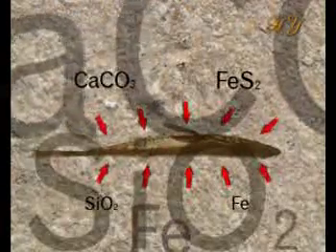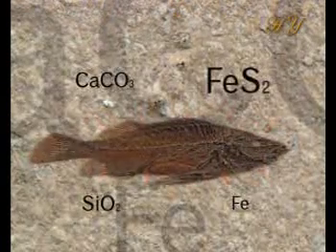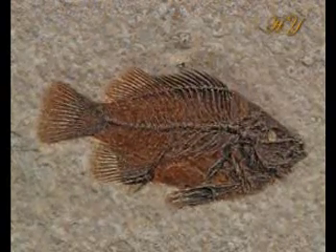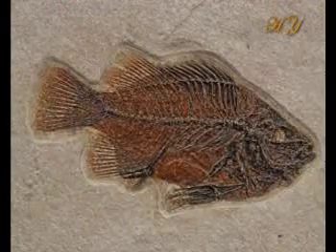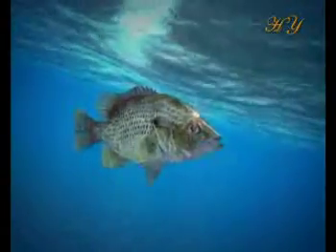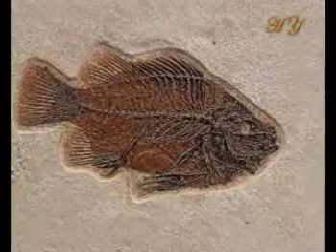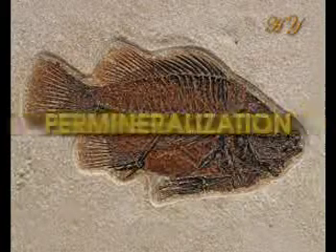Thus, over the course of millions of years, these minerals produce an exact stone copy of the original structure by replacing the tissues within it. The fossil remains exactly the same shape and size as the original organism, but it is composed of rock. In scientific terminology, the process of fossilization is known as permineralization.